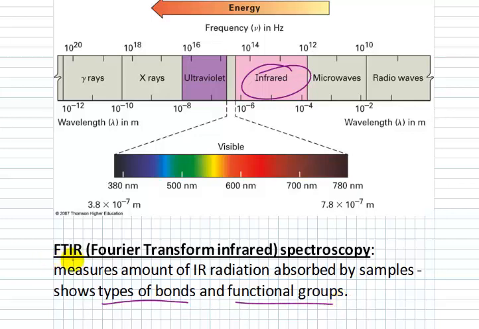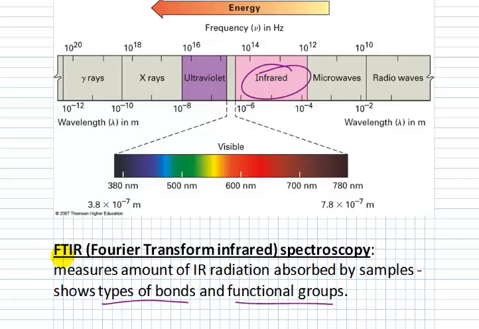Notice we say Fourier transform, FTIR. That same Fourier transform process is used in NMR. We talked about it a little bit there. That's where multiple frequencies are shone through the sample all at once with just one detector, and it sorts out what frequencies came through and what were absorbed all at the same time.